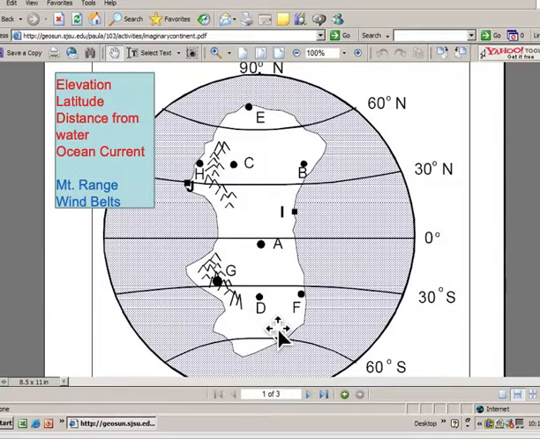So that's an example of the kind of analysis you might have to do in a lab or on a test question.